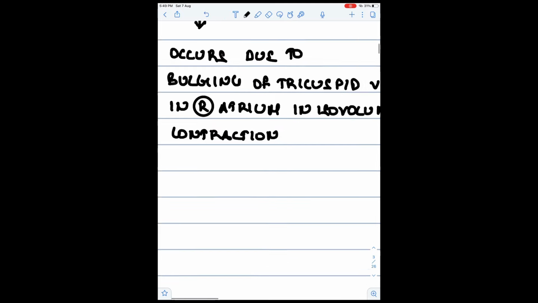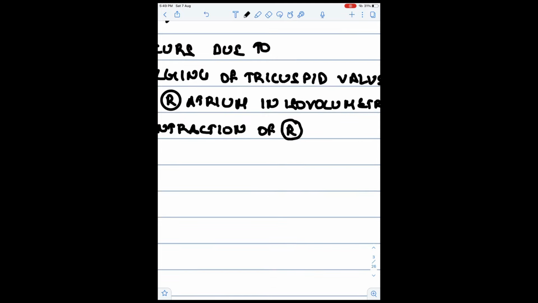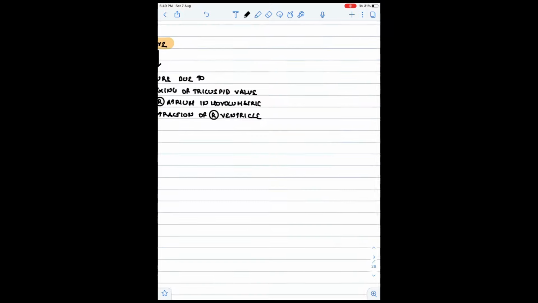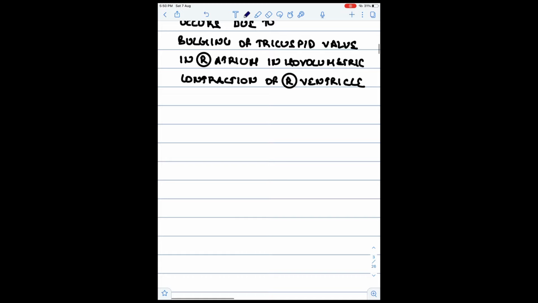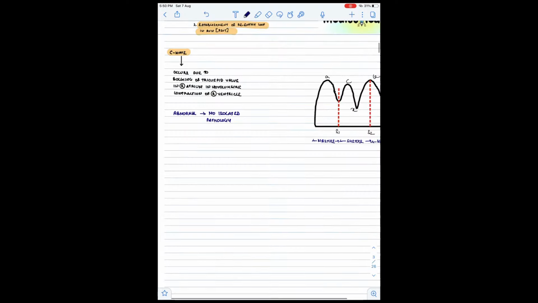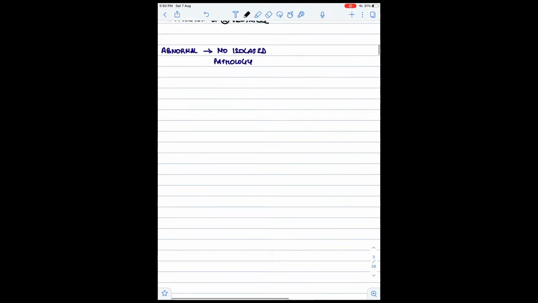If you have seen my previous video, I've already told about what is isovolumetric contraction. In isovolumetric contraction, both the walls, bicuspid wall and the tricuspid walls, are closed and the pressure within the ventricle is more, because of which there is a bulging of the tricuspid wall. There are no such abnormalities in the C waves. So there is a bulging of the tricuspid wall into the right atrium, leading to the production of C waves.